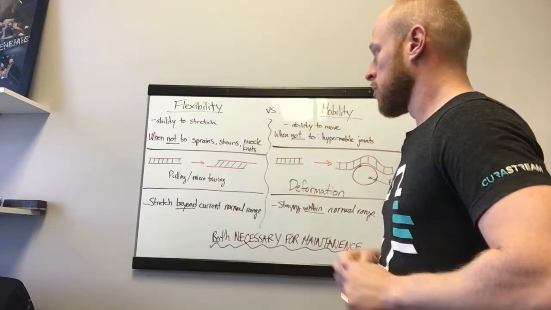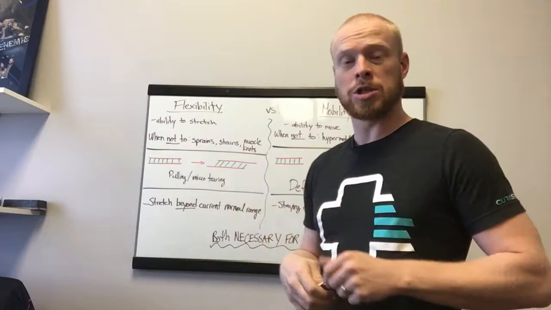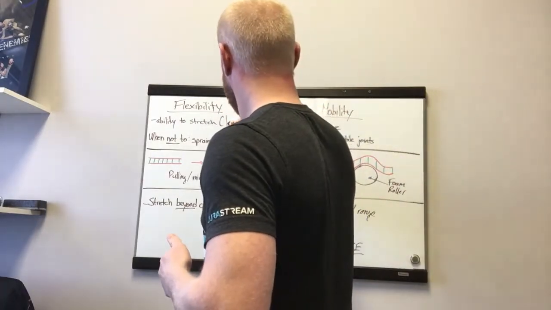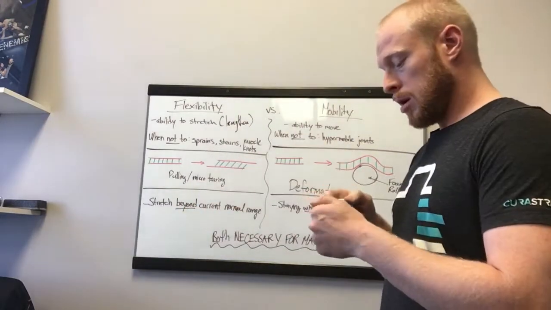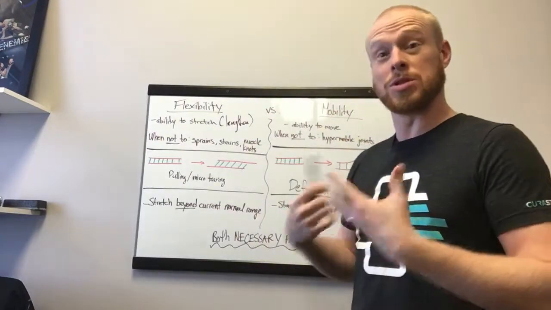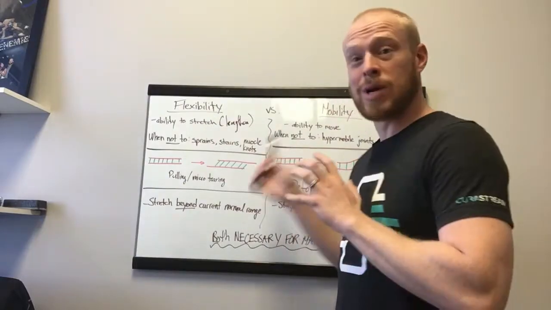So first we're going to talk about flexibility. Flexibility is the ability to stretch a muscle, to lengthen, right? A couple of things we want to note of when not to do specific flexibility, which is really popular: sprains, strains, and muscle knots.